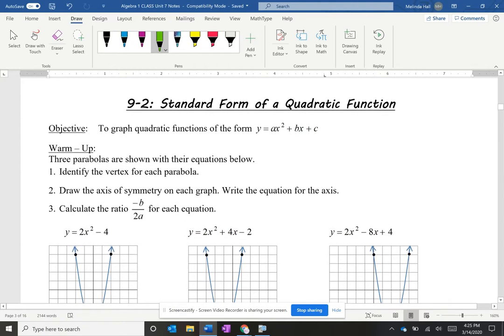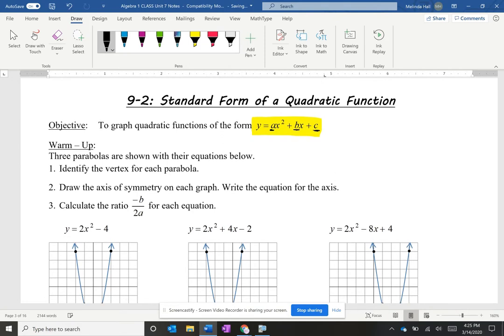So first off, make sure you know that standard form is y equals ax squared plus bx plus c. That is the biggest thing you have to know, especially identifying what a, b, and c are, because if you can't, this way is very difficult.